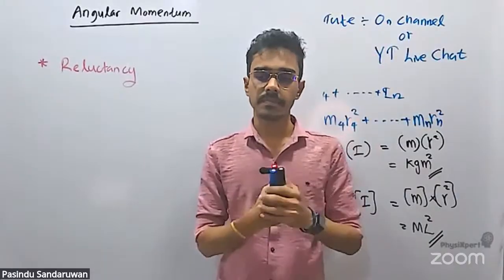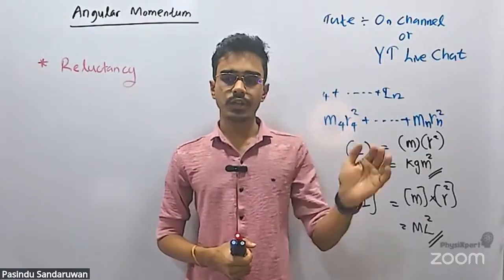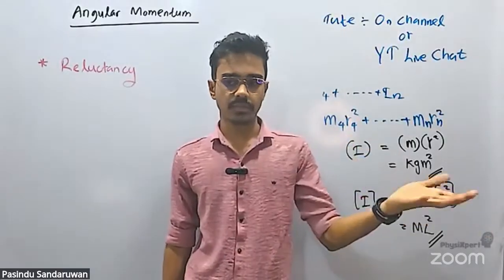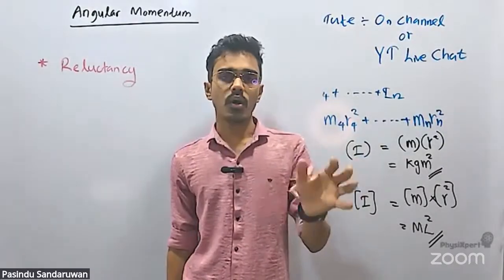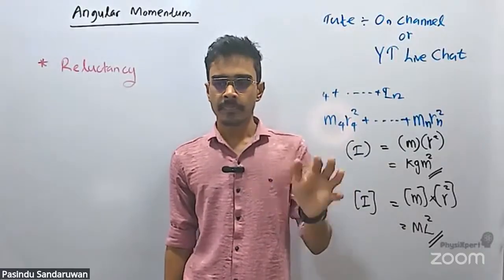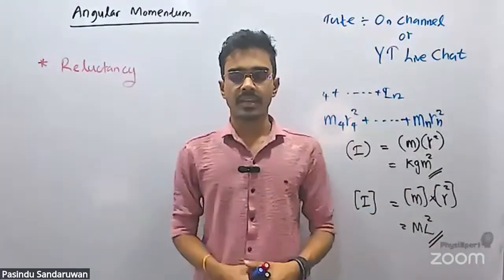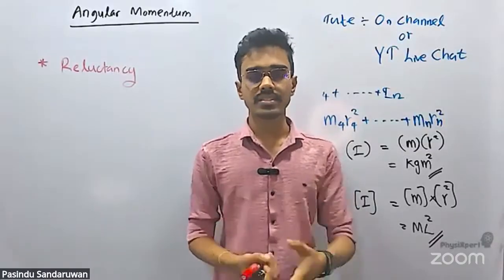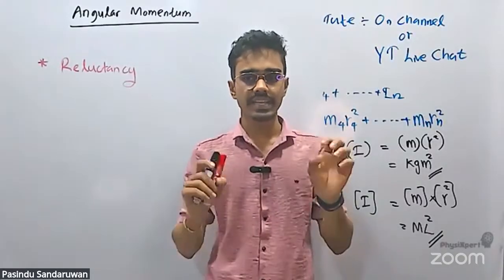Right. As an example, listen: objects which are moving are always trying to be moving. They have a reluctancy to come to rest. Objects which are at rest are always trying to be at rest. They have a reluctancy to move. So for any change of state, there's a reluctancy of an object to change the state of motion. That is called inertia.